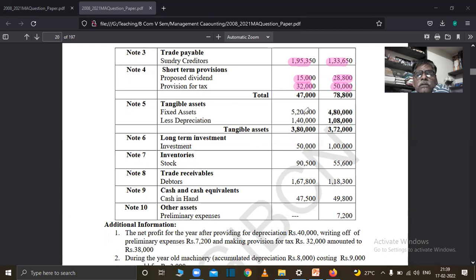Fixed asset, you see here 5,20,000, 4,80,000. Fixed asset increased.